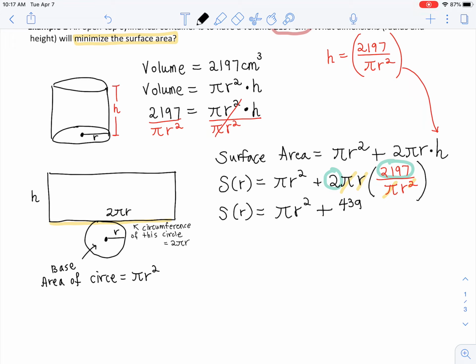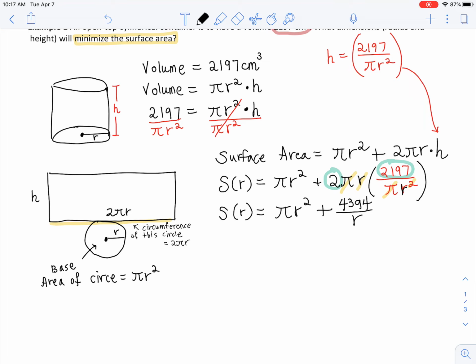Let me get a little calculator. Whoopsies. 2 times 2197 is 4394. So write down 4394. Notice everything kind of got canceled out except for this r right here over r. Now, we wrote the surface area formula in terms of radius.